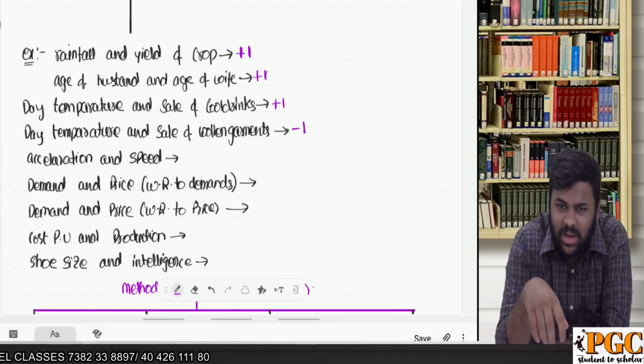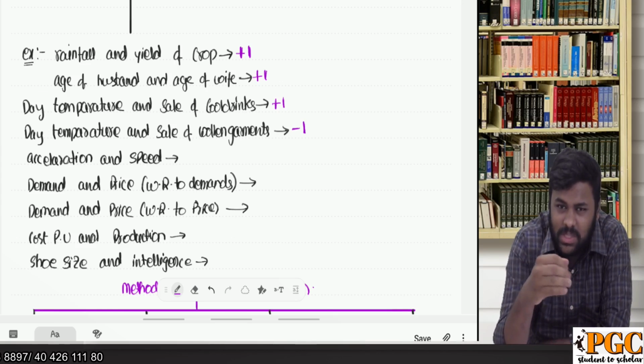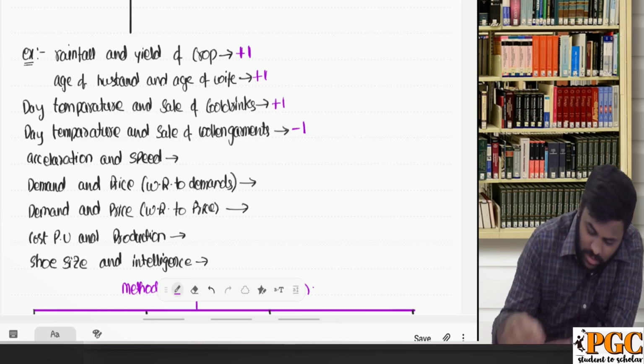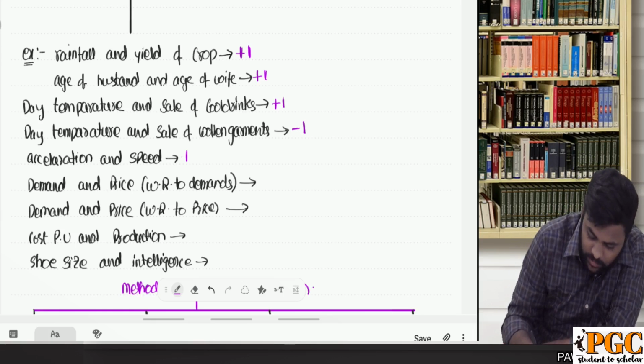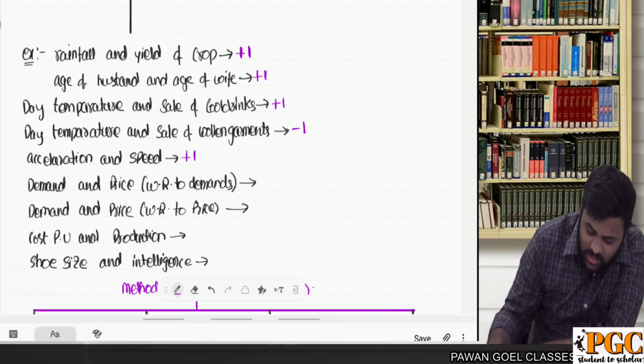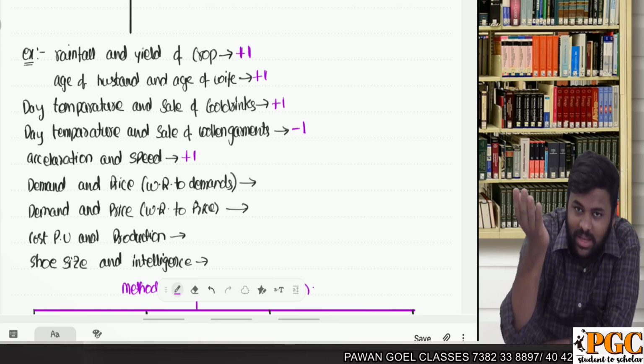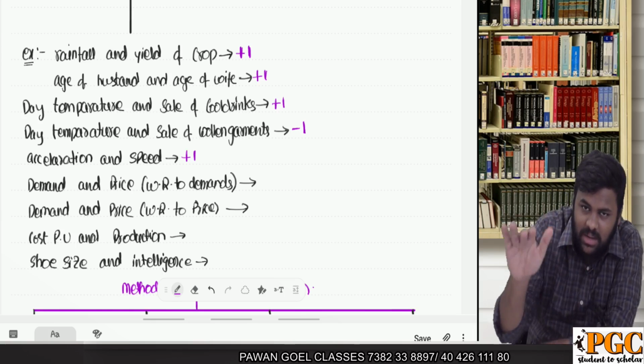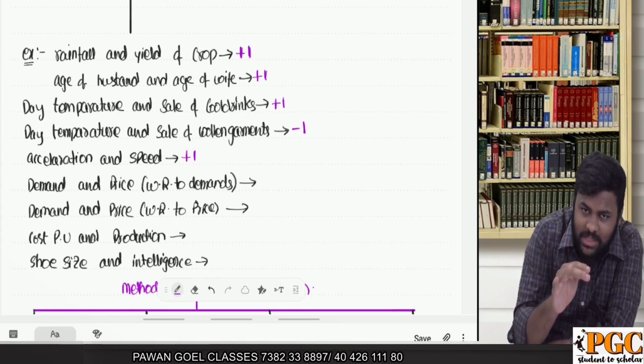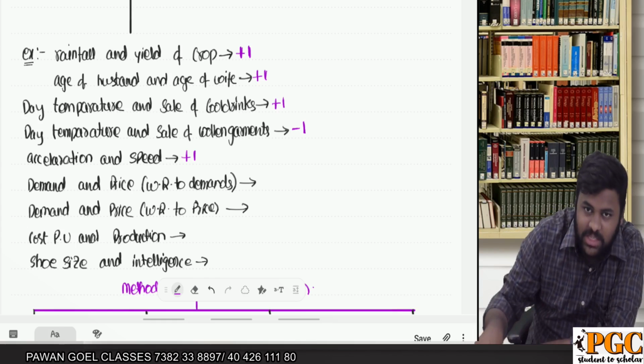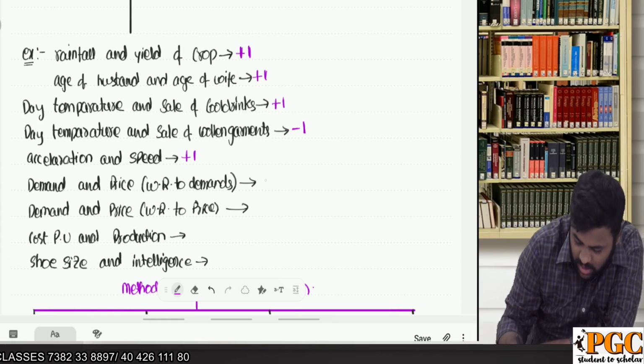Now acceleration and speed. The more you accelerate, the more speed your vehicle goes. The less you accelerate, the less speed your vehicle goes. +1. Demand and price with respect to demand. As the demand increases, price increases. As the demand decreases, price decreases. Be careful, my dear friend. He is saying with respect to demand. So it is supposed to be +1.